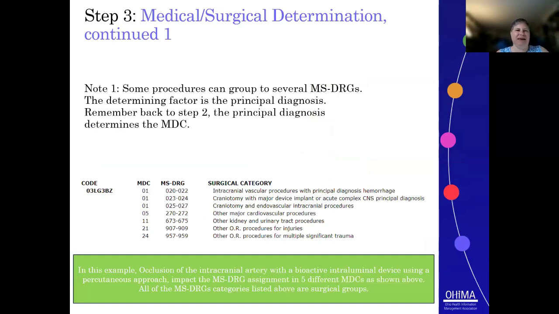to an example, okay? And some procedures, we're going to mention this first. Some procedures can group to several MS-DRGs. And the determining factor of which group of MS-DRGs we're going to consider is the principal diagnosis. So we remember back to step 2, the principal diagnosis determines the MDC.